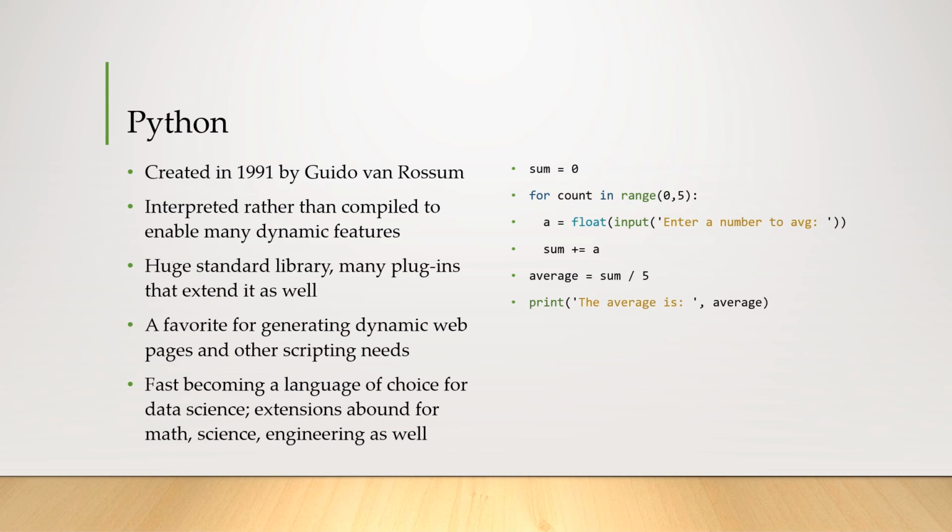Okay, so here's what our sum for 5 numbers looks like in Python. We start with sum equals 0. For count in range 0 to 5.